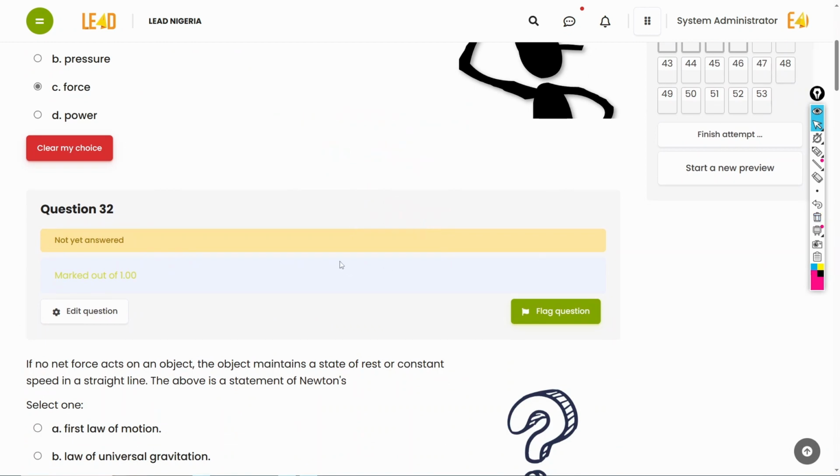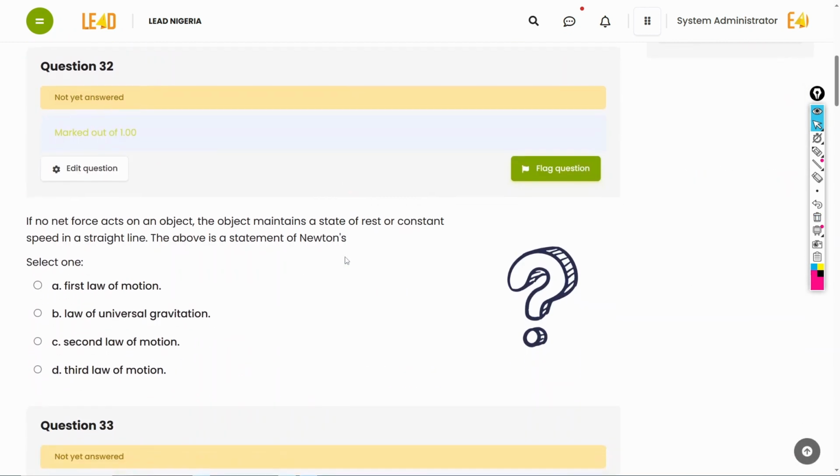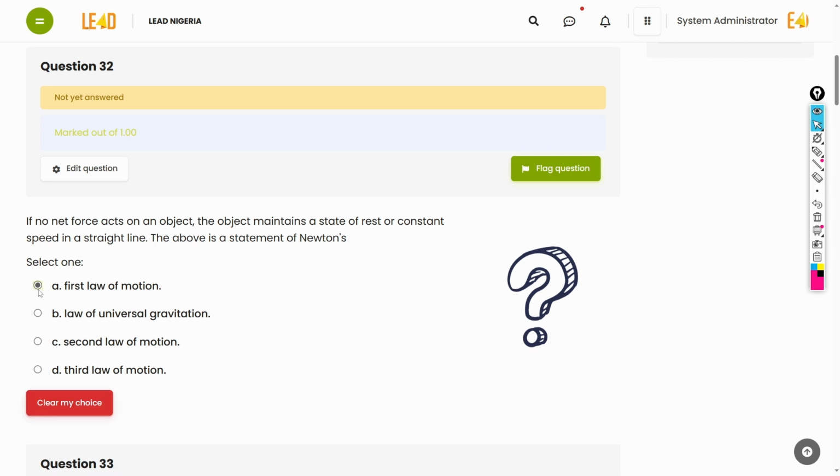All right, 32. If no net force acts on an object, the object remains in a state of rest or constant speed in a straight line. The above statement is Newton's first law of motion. All right, an object at rest would remain at rest unless acted upon by an unbalanced force. So that's Newton's first law.